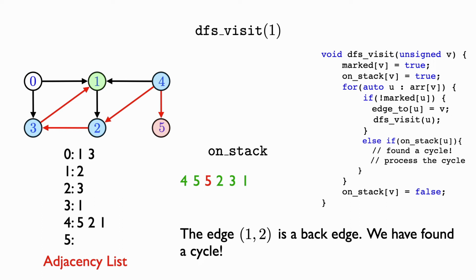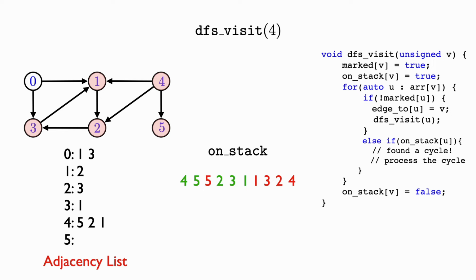So we found a back edge. This is the key signal for the presence of a directed cycle. So now in the code, we would enter the if statement, and we could process this cycle on vertices 1, 2, and 3. Okay, so now that we've seen an example, let's see why it is that back edges determine the presence of directed cycles.